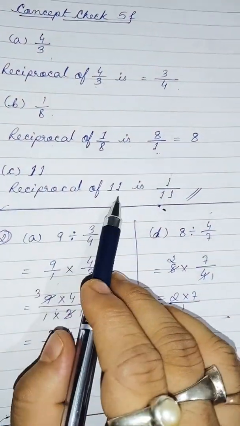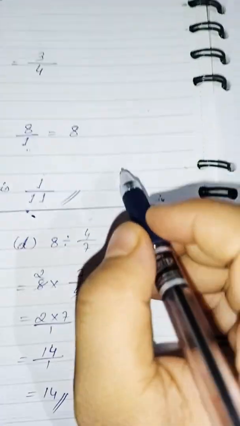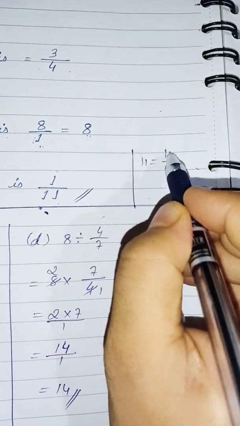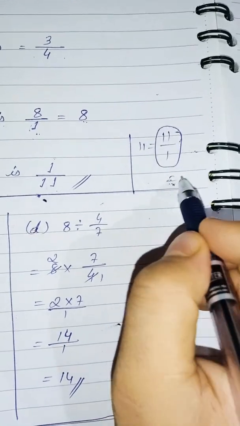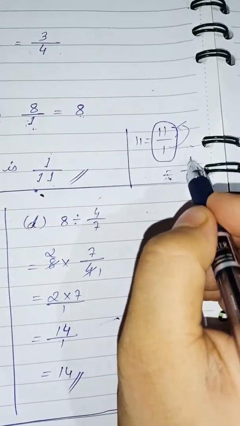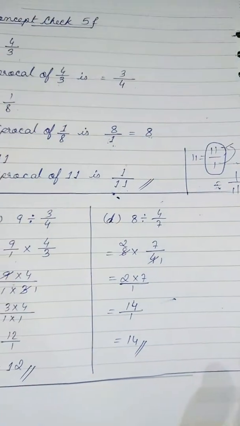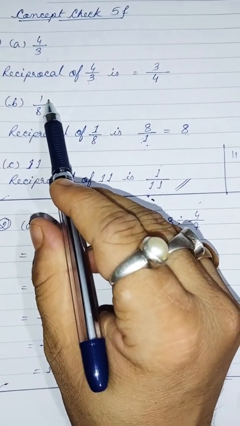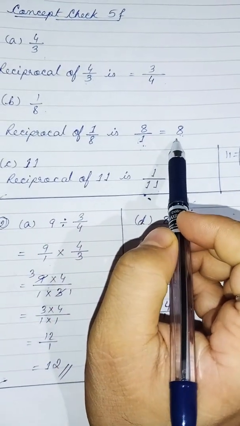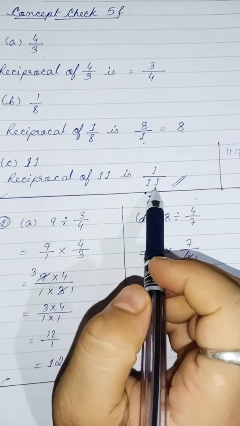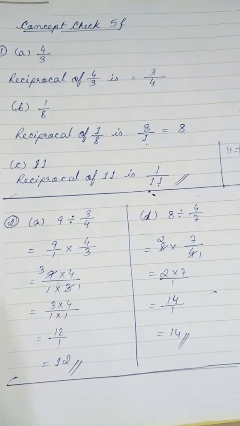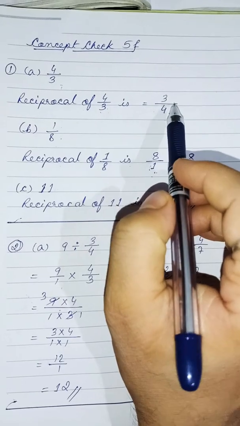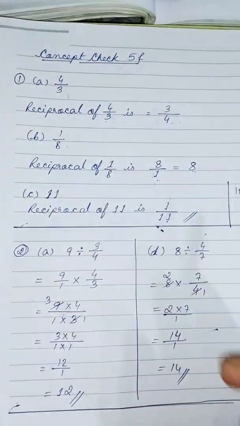Then 11, the reciprocal of 11 is 1 by 11. How? As I said, if 8 by 1 means 8, then 11 means 11 by 1. So the reciprocal of 11 by 1 will become 1 will go up, 11 will come down, so 1 by 11. As you can clearly see, if it is a unit fraction, meaning numerator 1, then the reciprocal is a whole number, and if it is a whole number, the reciprocal is a unit fraction. Also, if the fraction is improper, the reciprocal becomes proper, and if the fraction is proper, then the reciprocal will be improper.